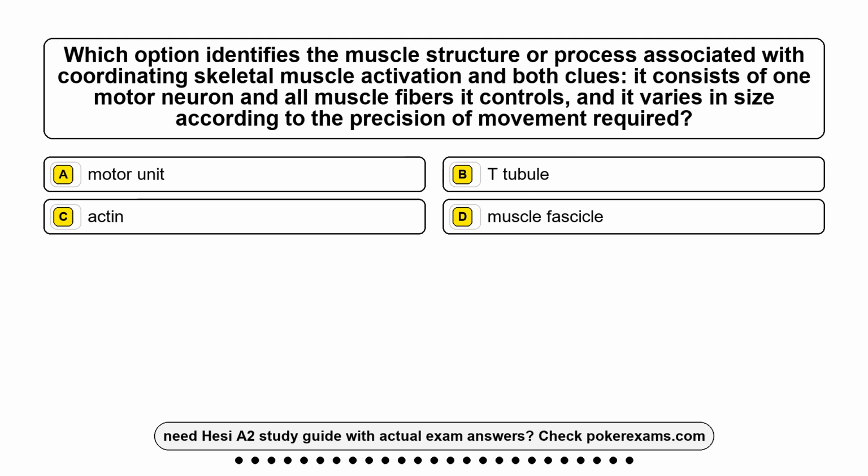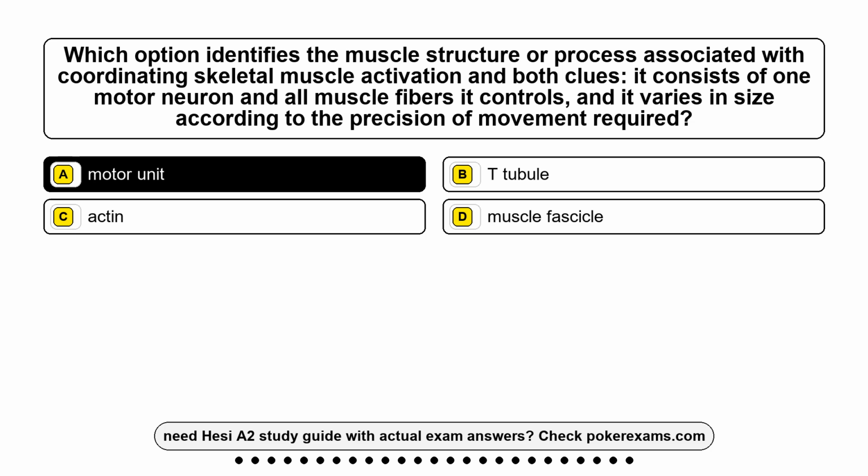Question 7. Which option identifies the muscle structure or process associated with coordinating skeletal muscle activation, and both clues: it consists of one motor neuron and all muscle fibers it controls, and it varies in size according to the precision of movement required. Option A, motor unit. Option B, T-tubule. Option C, actin. Option D, muscle fascicle. The correct answer is option A, motor unit.